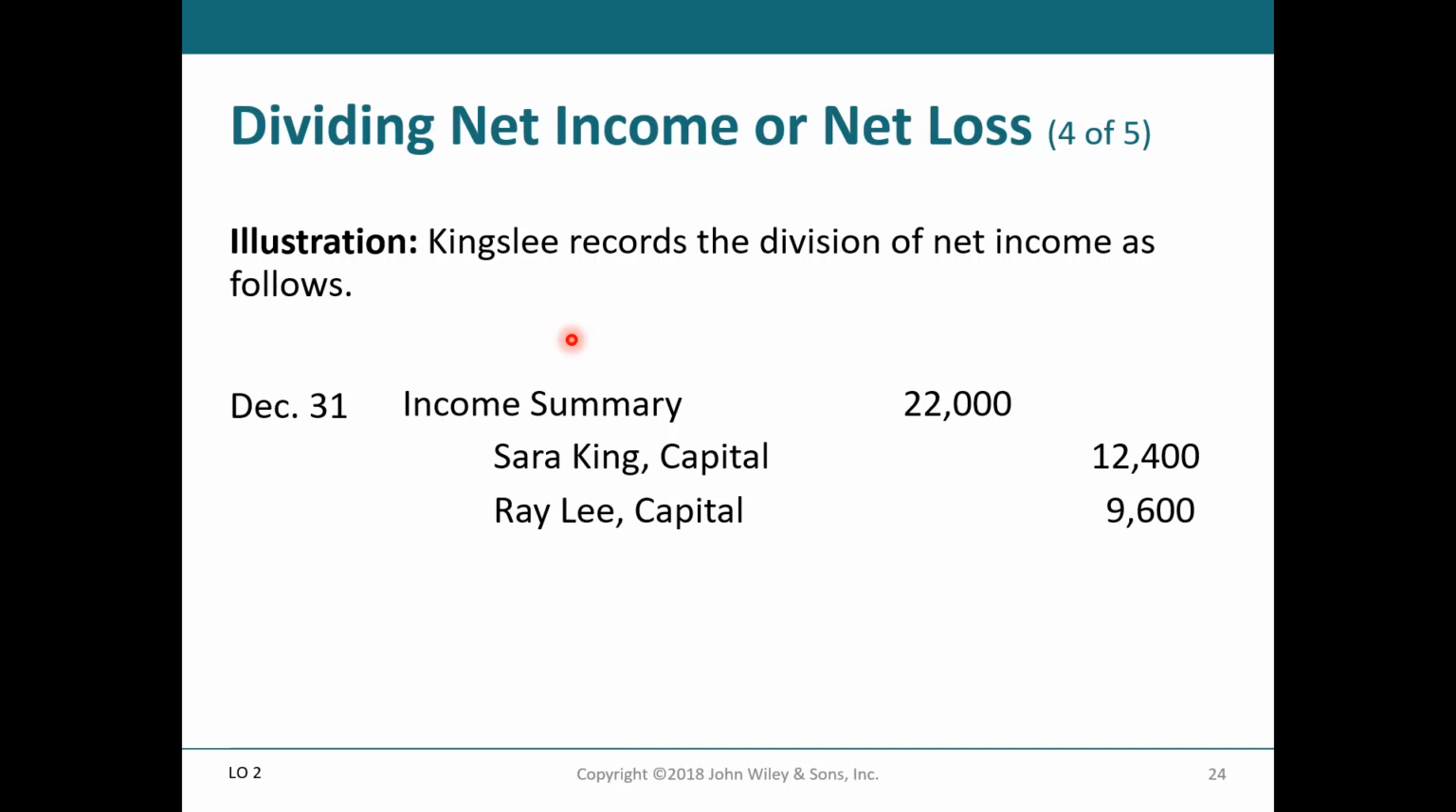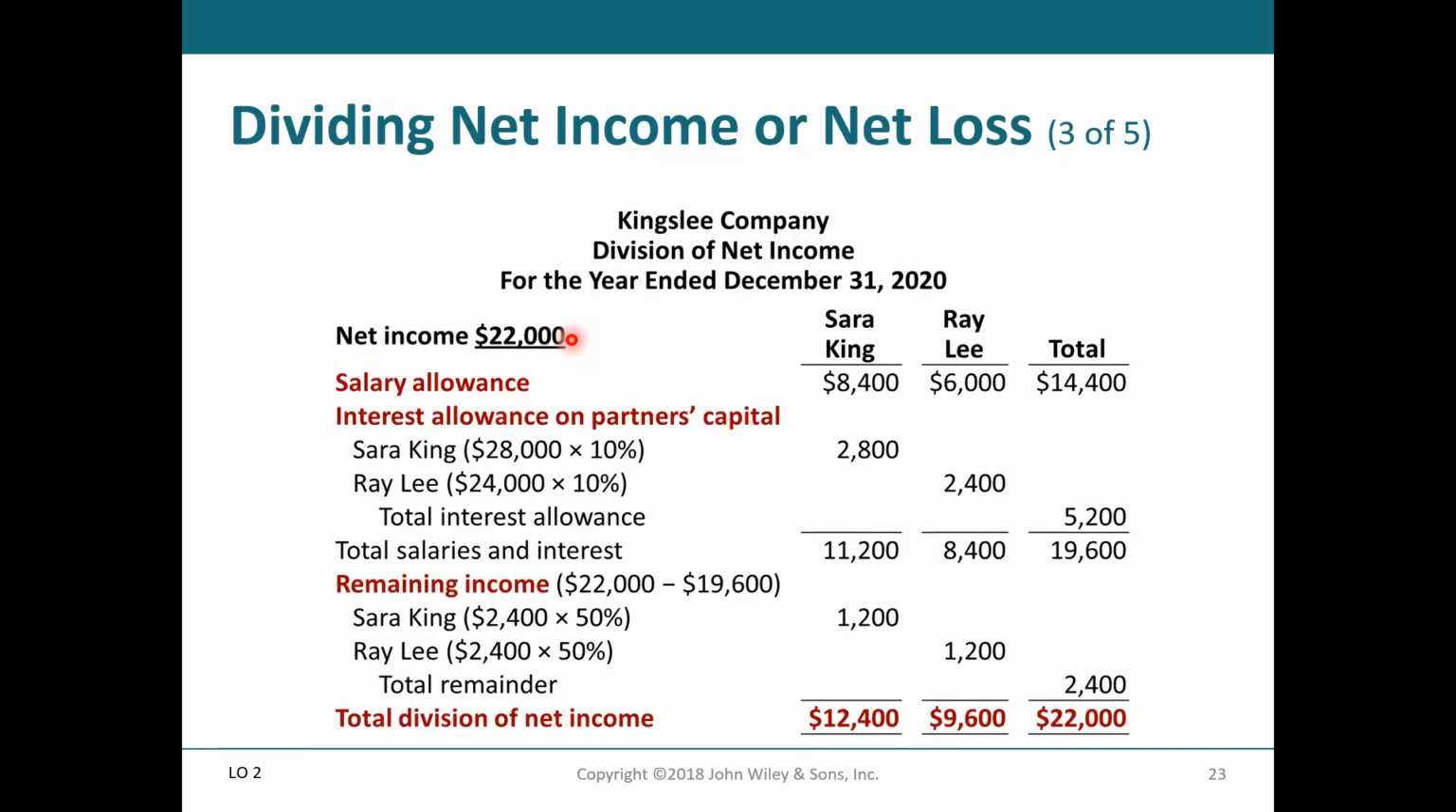In journalizing this, you're going to debit income summary. You're going to credit capital for 12,400 for Sarah King and credit Ray Lee's capital for 9,600. And if you look back, that's exactly what's here in the schedule. 12,400, 9,600.